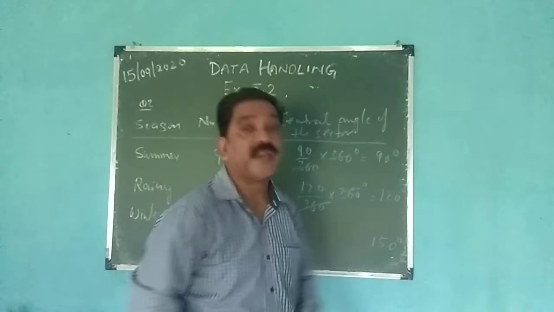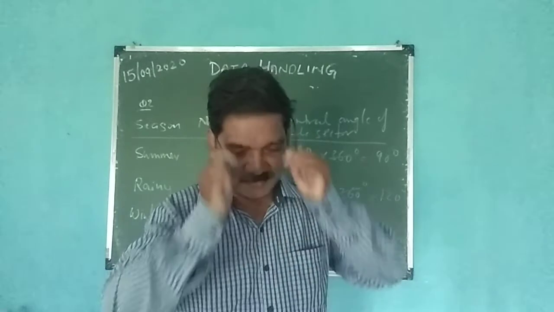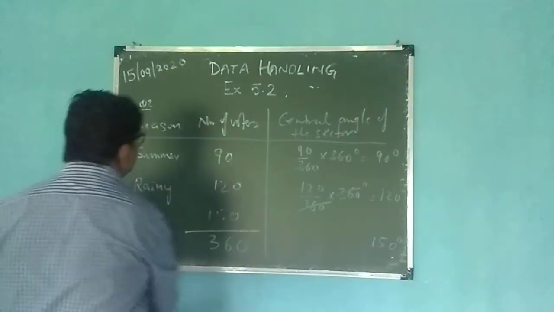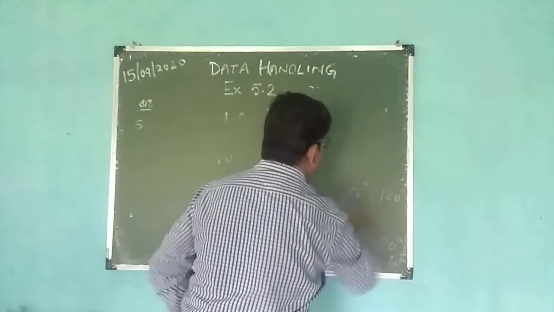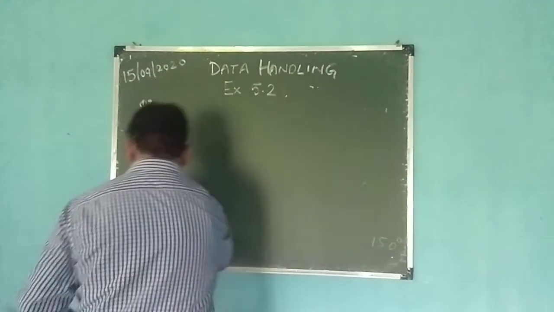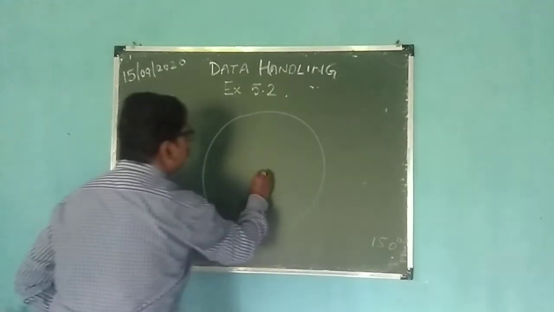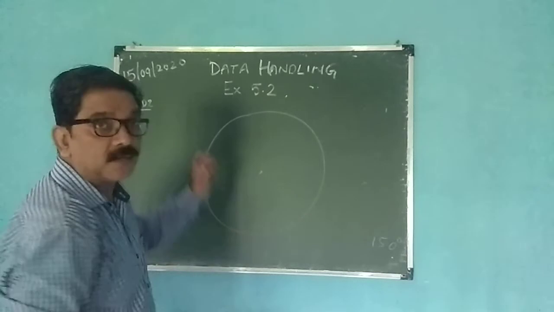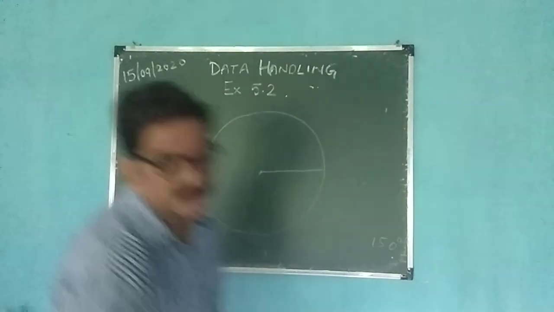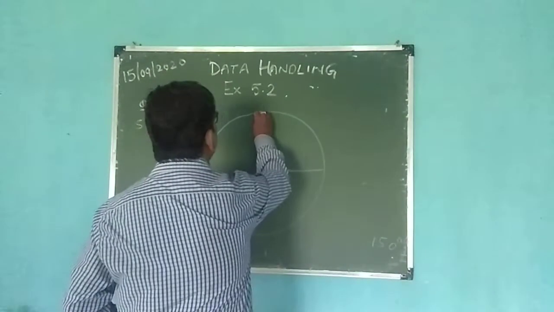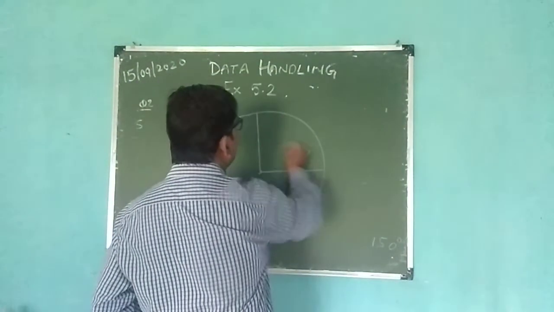Now these angles we have to represent in a circle, and that will give us the pie chart. Okay, so I have to rub this, but remember this is 90, 120, 150. Draw a circle. Now here comes the pie chart. Draw a line anywhere you feel like. The first angle was 90 degrees. So 90 degrees is very simple. This is 90 degrees. You can write here summer, or you can color it if you want.